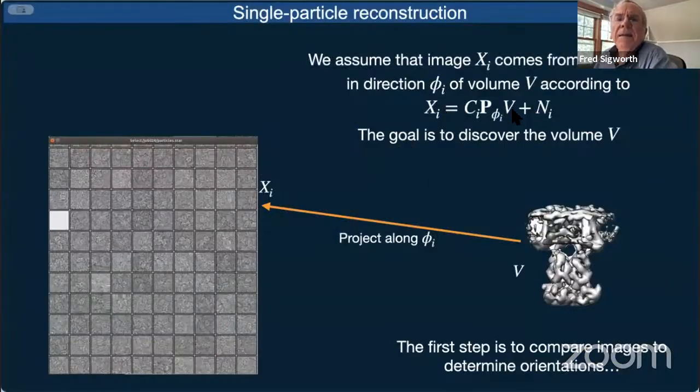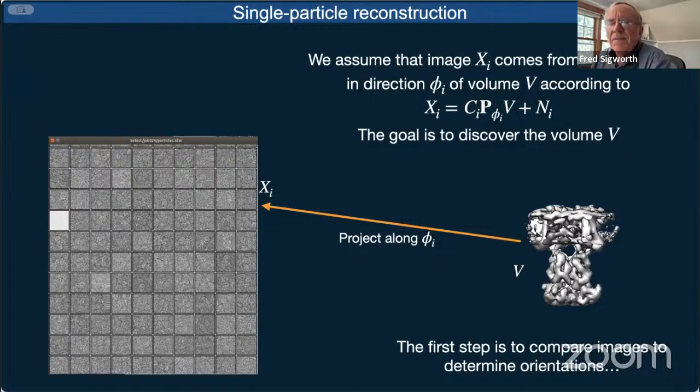So we make a model of how an experimental particle image is formed. We say that we have a volume. We take a projection along a direction phi sub i, operate on it by the CTF, and add a whole bunch of noise to it. So this is our model of what one of these individual particle images is. And what we want to do is discover what the volume is that is projected and winds up in the particle image.